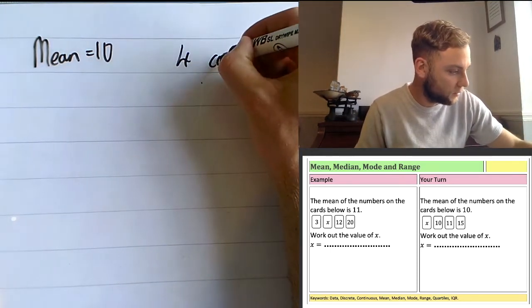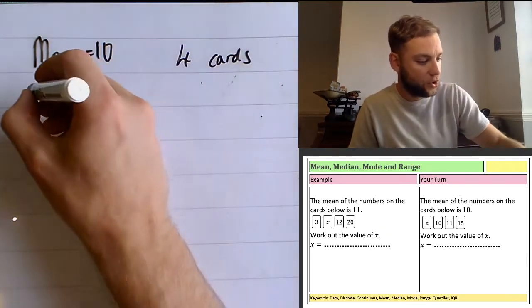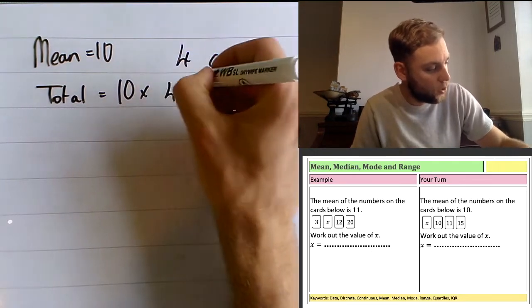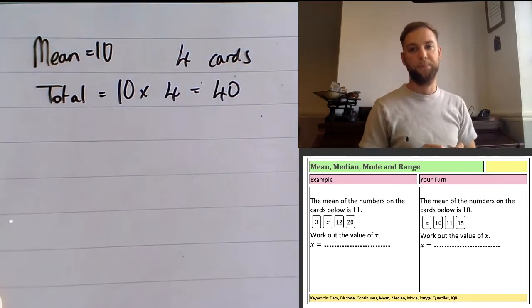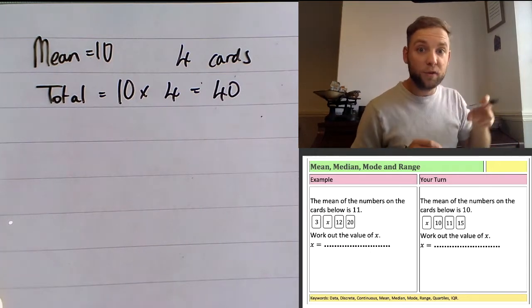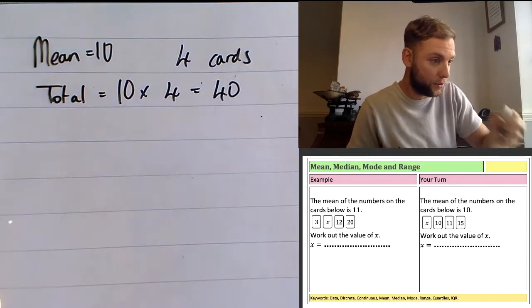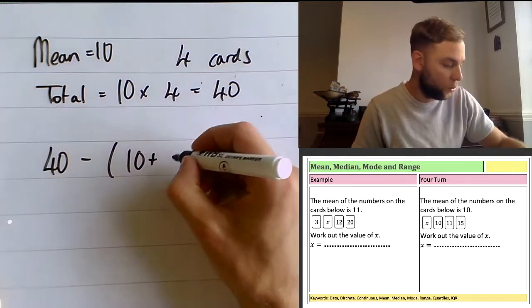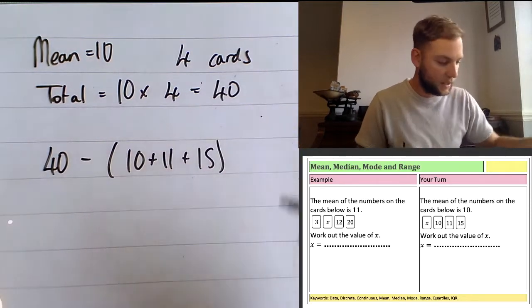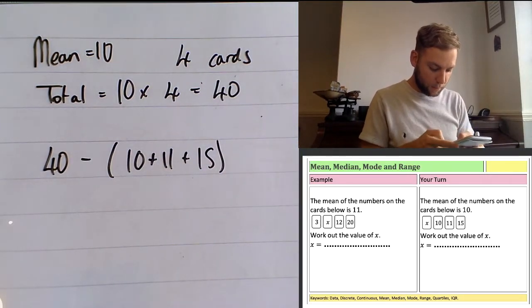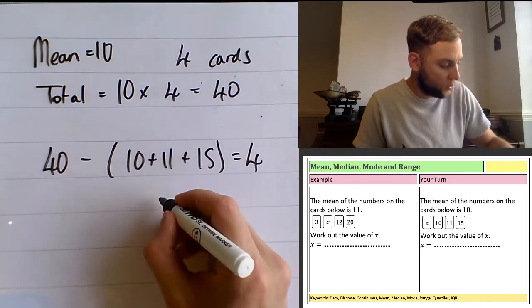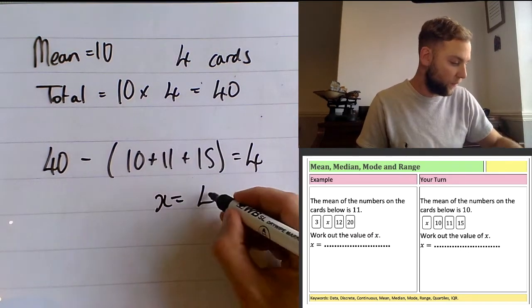Yes, so 4 cards. So in which case, the total is equal to 10 times by 4, which is equal to 40. Super. Okay, so if we know that these sum to 40, and there's 3 there that I already know, which are 10, 11 and 15, it's going to be 40 take away 10 plus 11 plus 15. Let's work that out. 10 plus 11 plus 15. So 40 minus that answer is equal to 4, which means that x must be equal to 4.